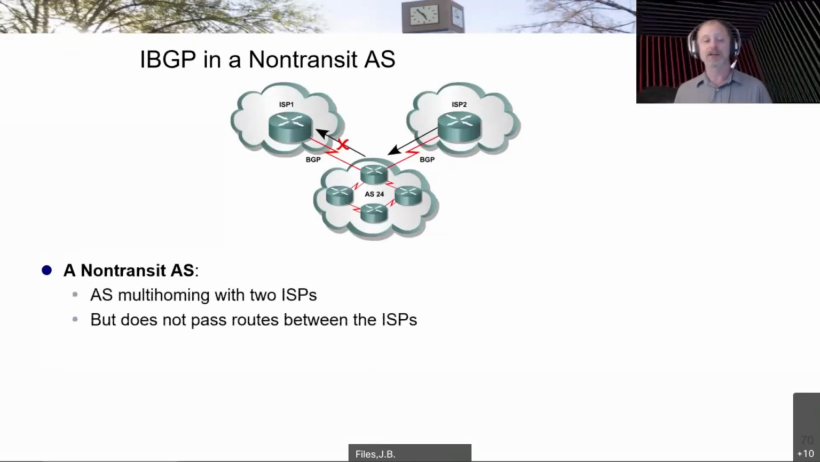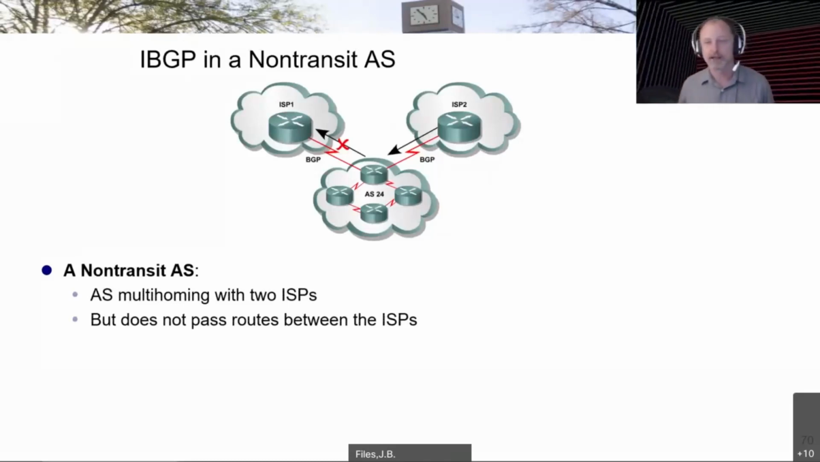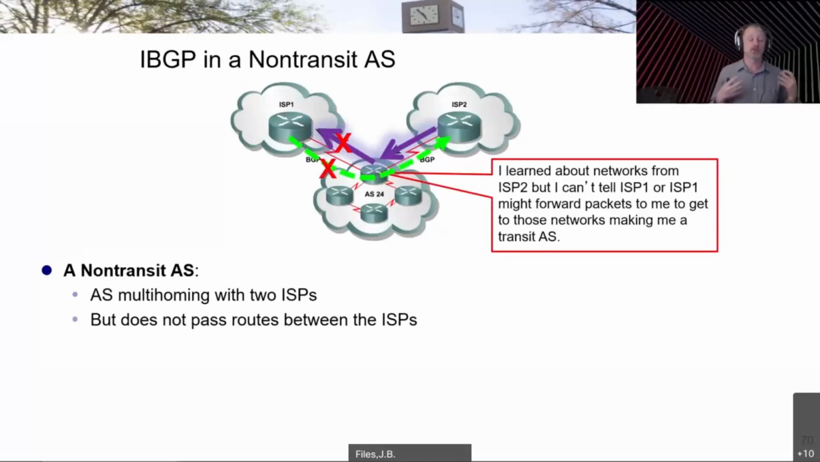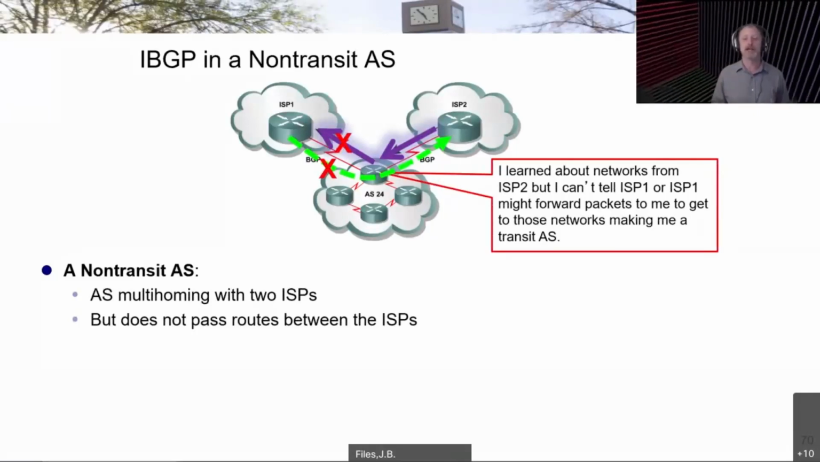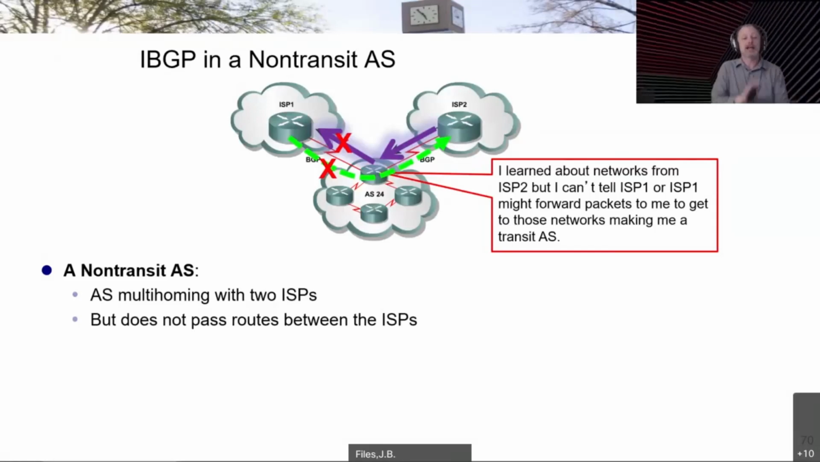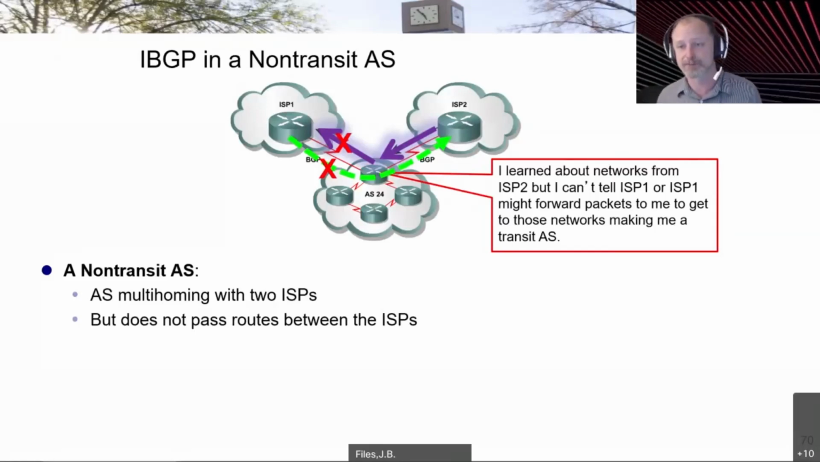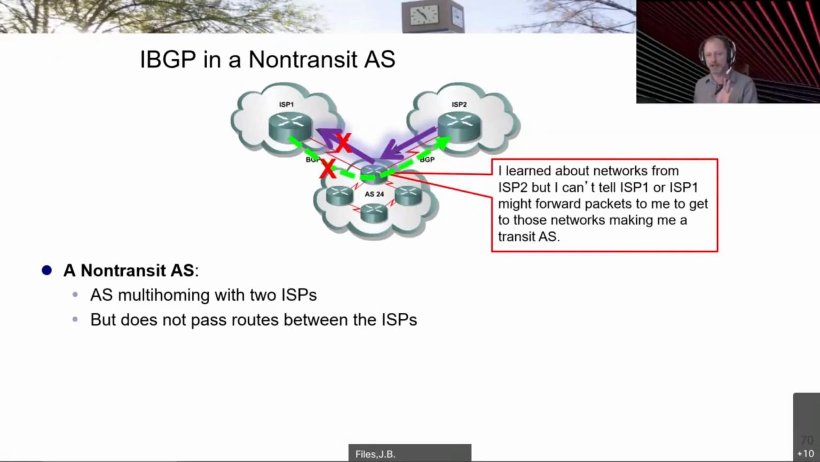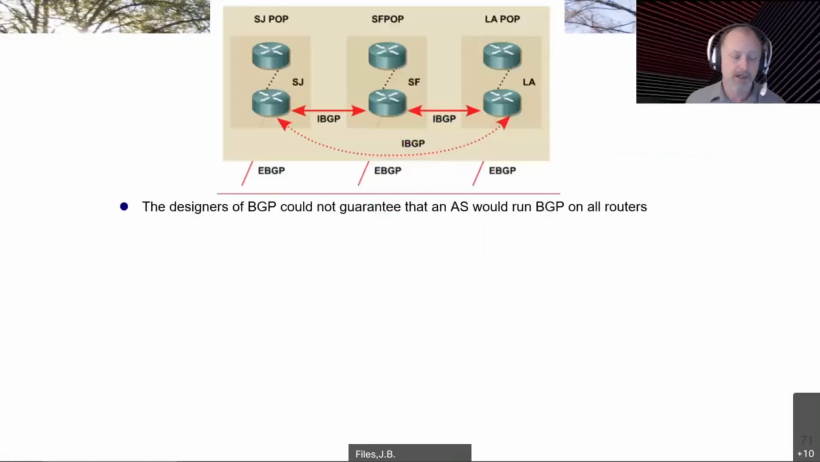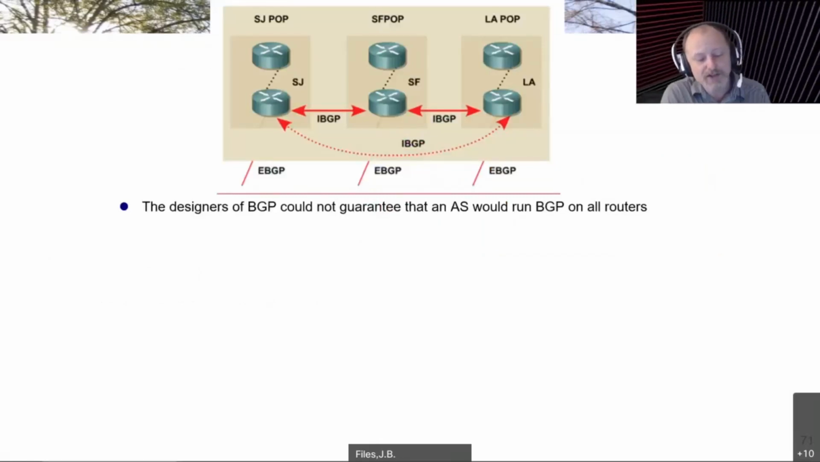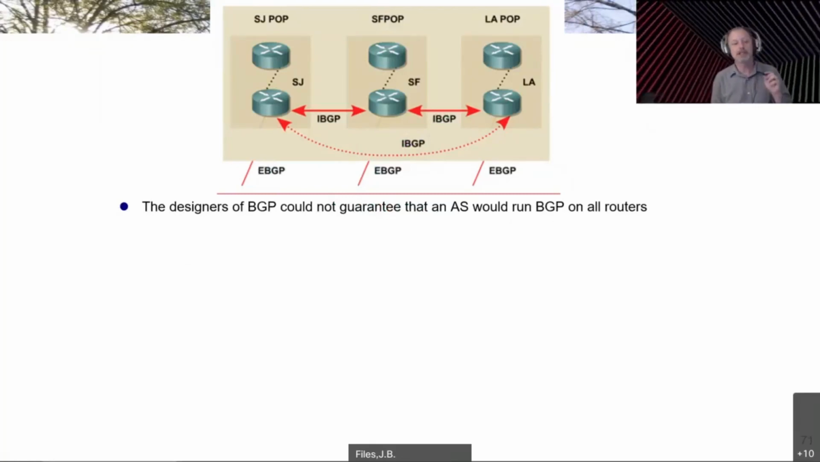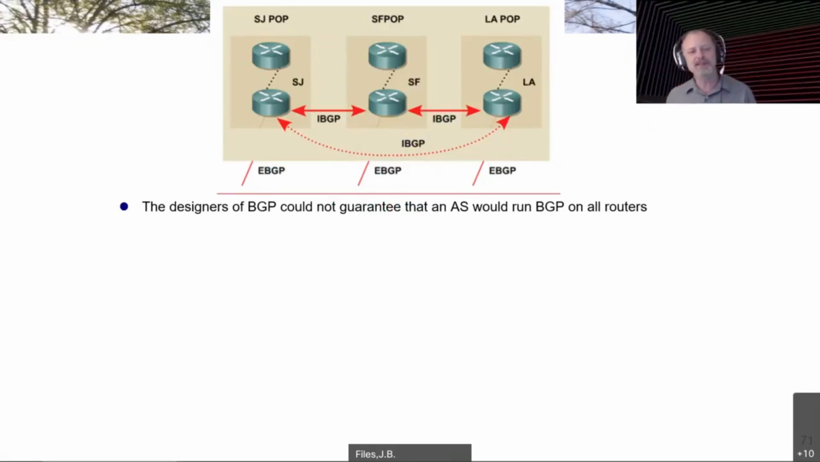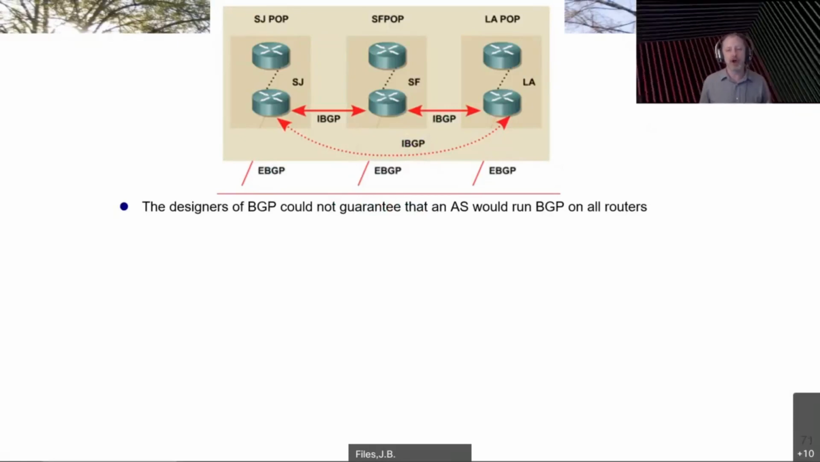All right. So iBGP in a non-transit autonomous system. We're multi-homing, so we've got two ISPs, but we are not going to advertise routes from one ISP to another. So that is what the scenario is. Now, the next slide or two might be a little hard to understand, but stick with me; it'll make sense. The designers of BGP had no way to make sure that an autonomous system would run BGP on all of its routers.